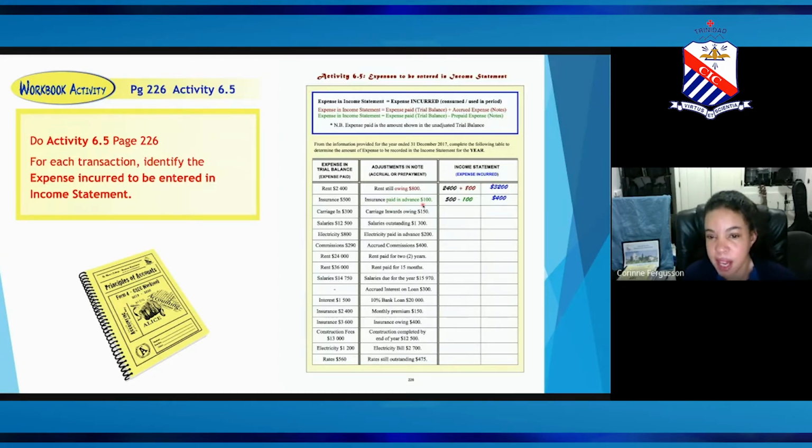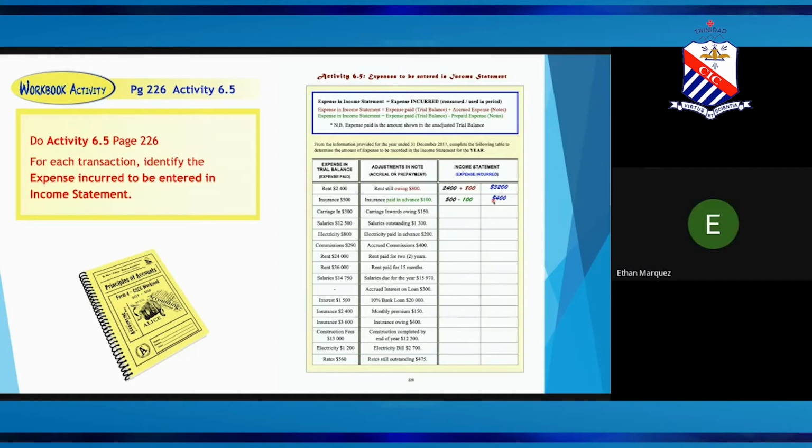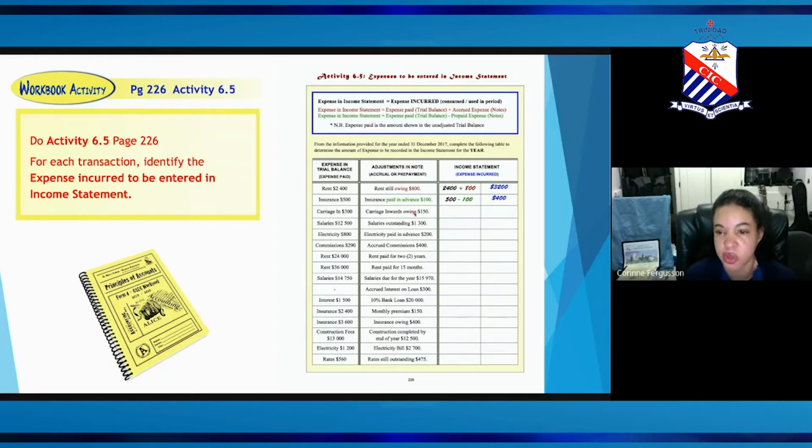This one, paid in advance, means it's a prepayment. What do you do with prepayments? You less it. So the amount paid, 500, you less the 100, and the amount that will go into your income statement, 400. This one is an accrual, so you would add. Outstanding means accrual, so you would add. Paid in advance means prepayment, so you would less. Accrual, add.